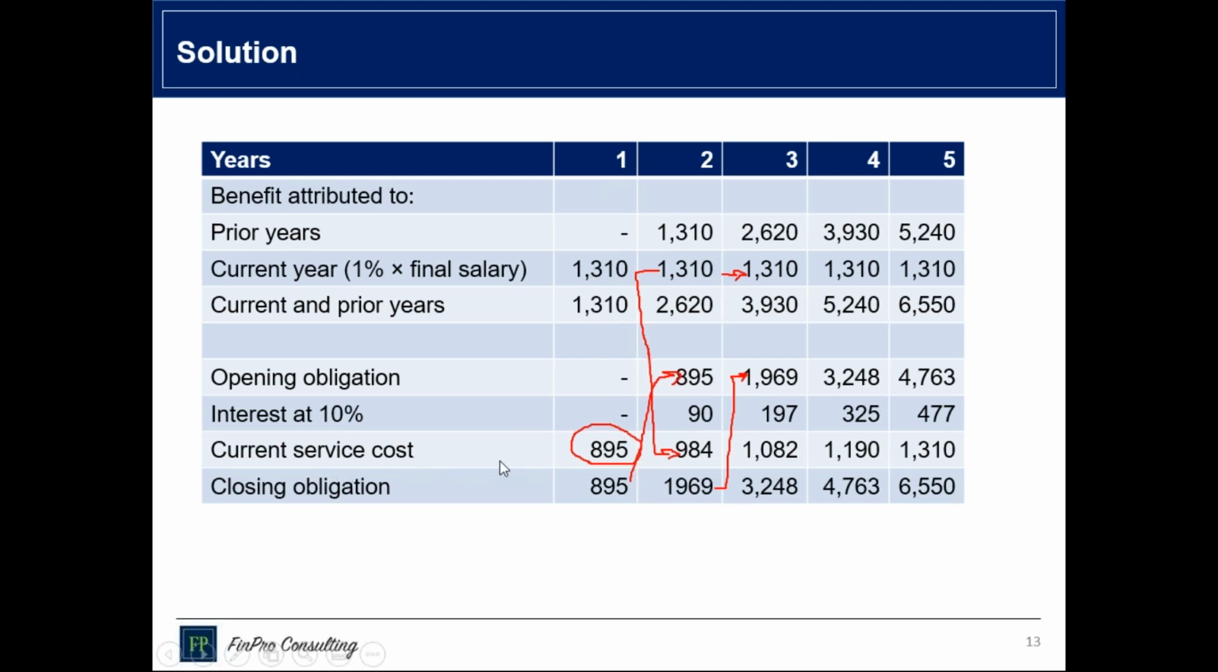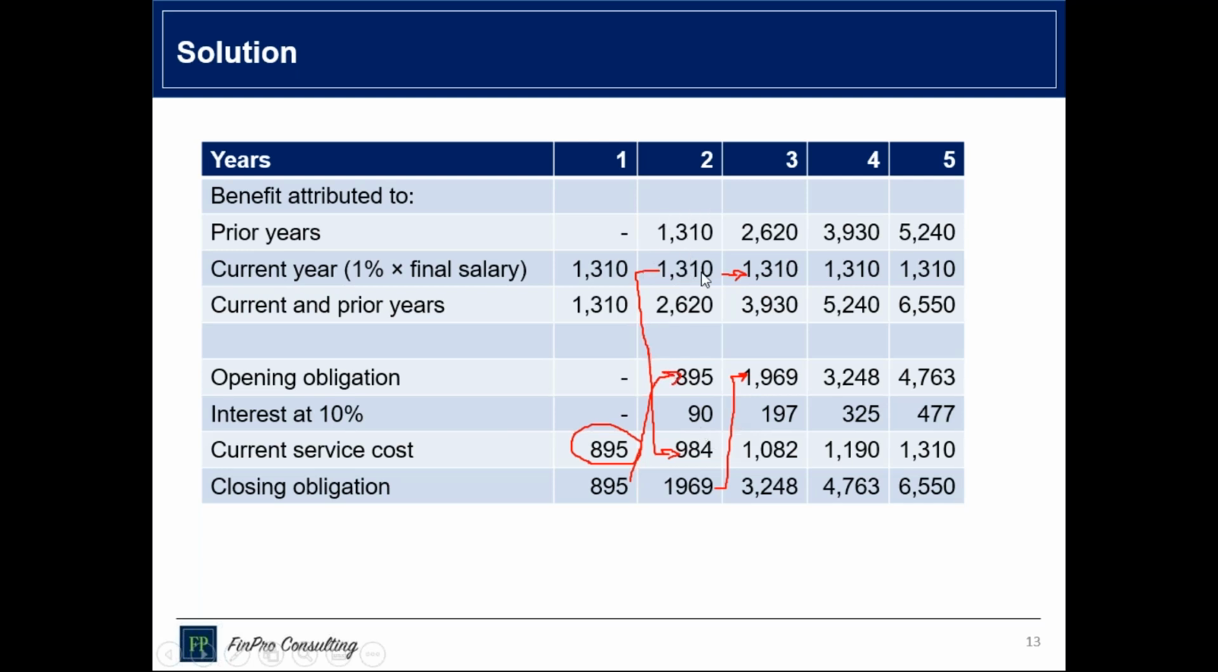So in the first year, the company will recognize 895 rupees of expenditure as an employee benefit cost and create the liability to the extent of 895. The next year, this closing balance will become the opening balance of 895. On that, since we are 1 year closer to the date of payment of the gratuity or any other liability, I will unwind the interest amount to the extent of 10%, which is my discount rate. So 10% of 895 is 90. So 90 is my interest cost.